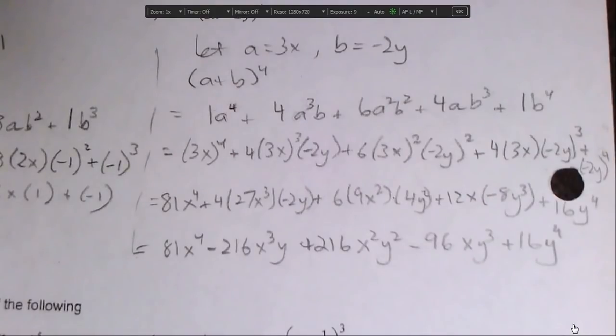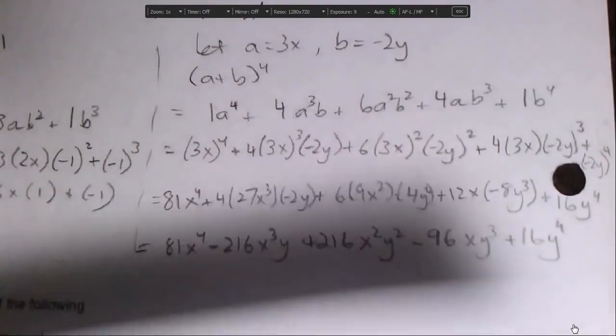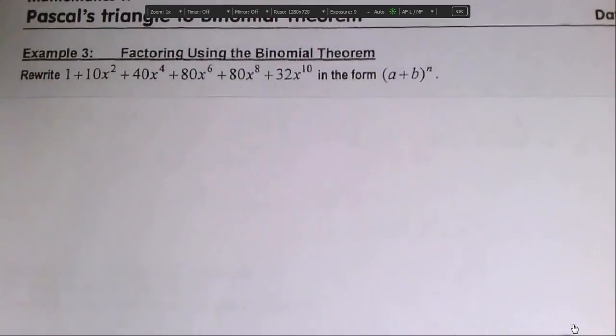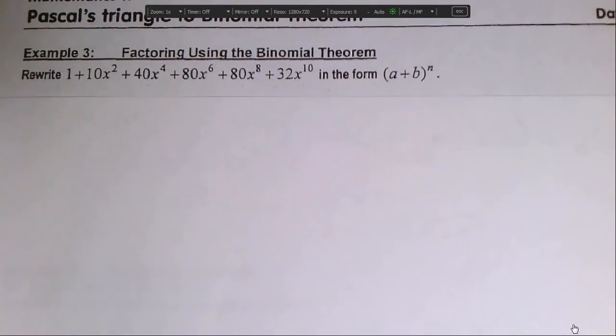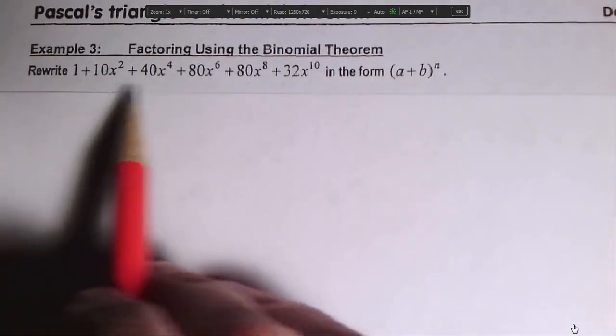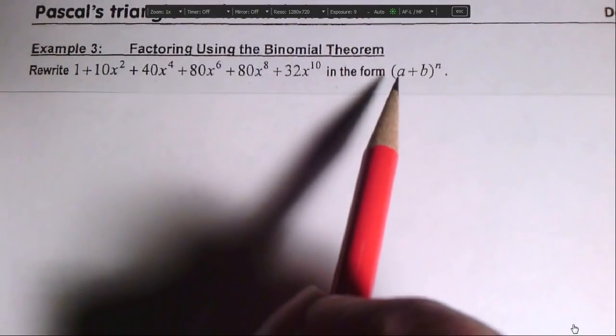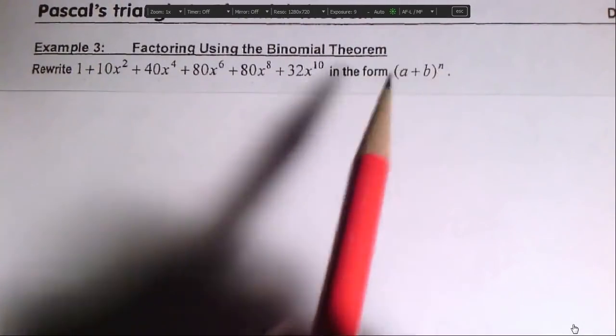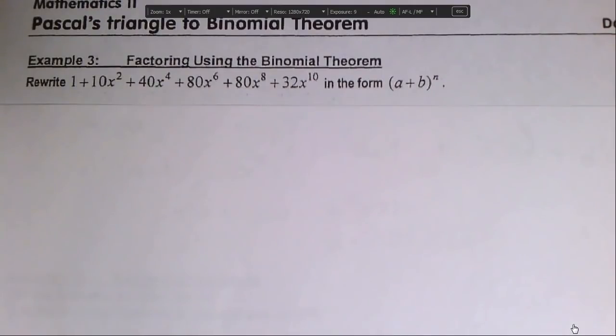Now let's just go up to example 3. I love this question, example 3, because it looks so bad, and really it's quite good. It looks like this. Okay, and example 3 says, okay, go backwards. So instead of expanding (a plus b) to the n, here's an expression. Let's write that as (a plus b) to the n. So really, it's factoring. We're writing this as a binomial to some exponent.